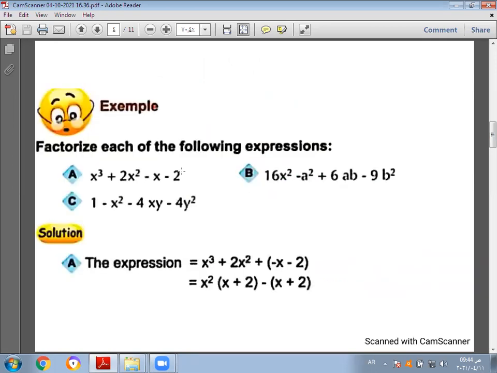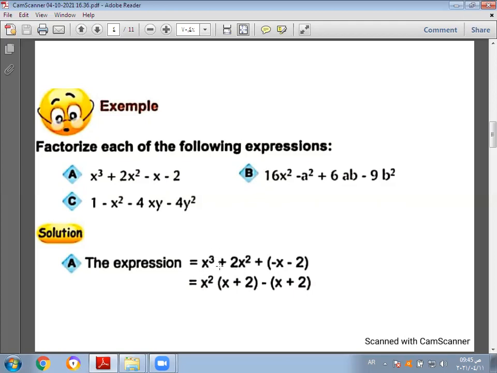We take some more examples to factorize by grouping. Example, factorize each of the following expressions. Firstly, x power 3 plus 2x power 2 minus x minus 2. We take here the first with second together and the third with fourth together. Here, x power 3 plus 2x power 2. The HCF between them, highest common factor, will be x power 2.